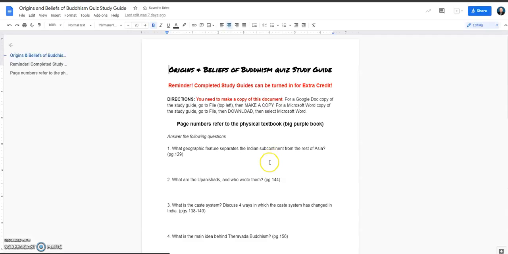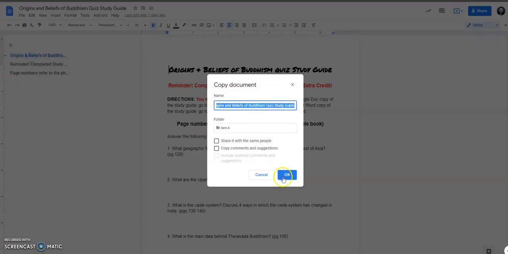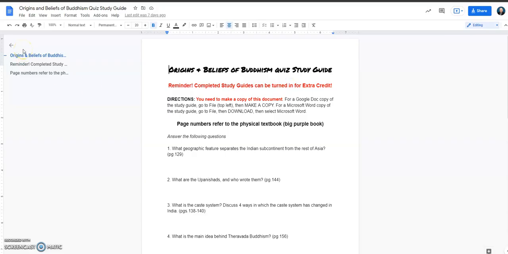That will open the study guide, and this is my copy of the study guide. In order to type in it, you're going to need to make a copy for yourself. If you have Google Docs or if you have Gmail and you want a Google Doc, you go to File, make a copy, and then hit OK. You can rename it if you want. I might suggest you replace the "copy of" with your name, like Joe Smith's Origins and Beliefs of Buddhism quiz study guide. Hit OK. It'll open the study guide in a new window, and that'll be your copy.